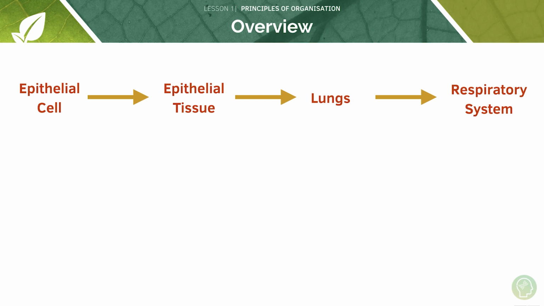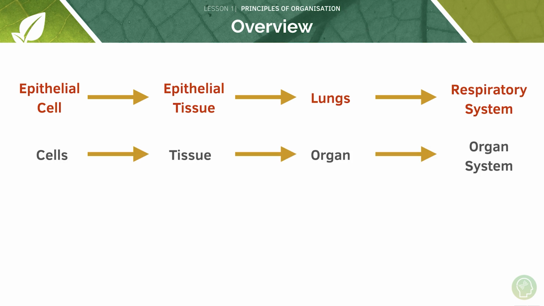So let's look at some examples of this. So here we have our epithelial cell, which is your basic specialised cell. These epithelial cells come together to form epithelial tissue. Epithelial tissue groups together to form the lungs, and the lungs form part of the respiratory system.